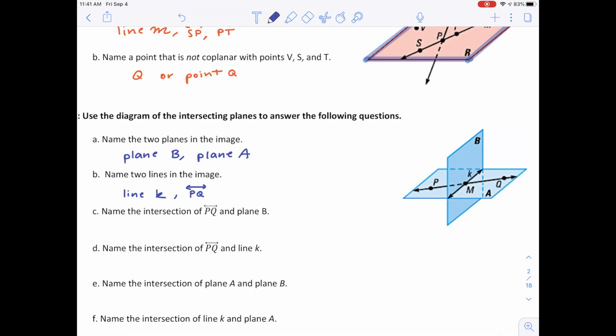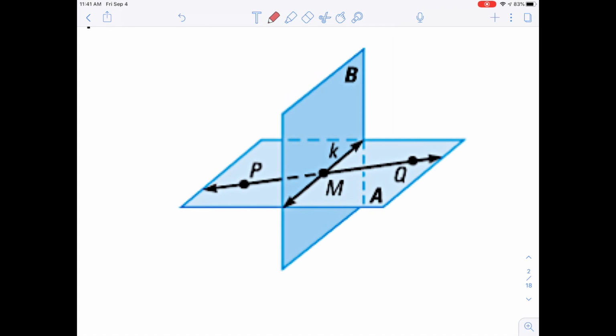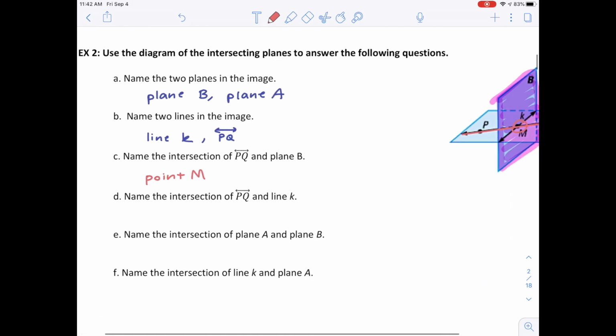Okay, next, name the intersection of line PQ and plane B. So here is line PQ, here is plane B. So I want to think to myself, how are those intersecting? This is an example. It's like a piece of paper with a pencil that goes through it. It's only going to intersect at one spot right here in the middle. And that spot is already named on our graph. It is point M. And that should be uppercase, so let me make that clear.